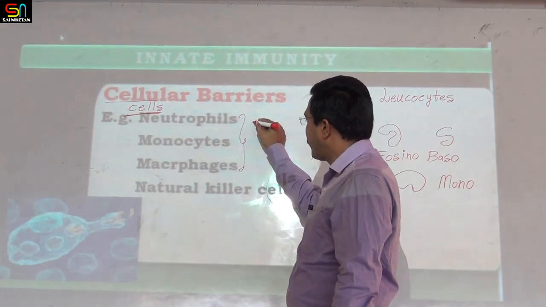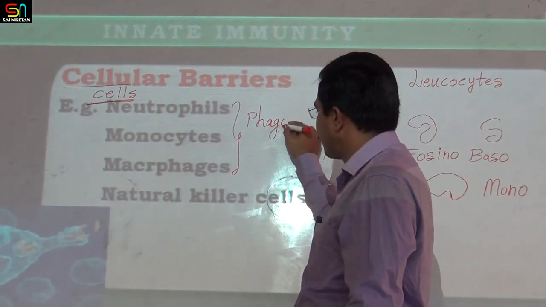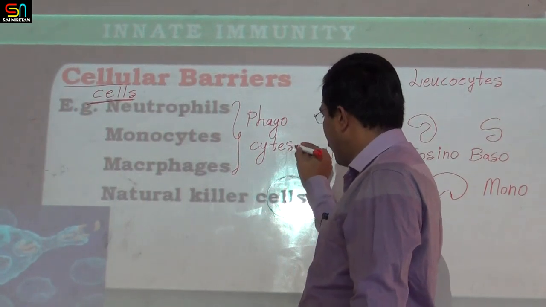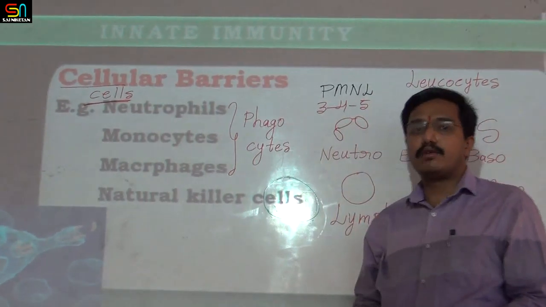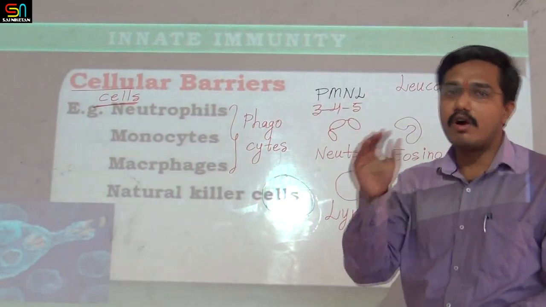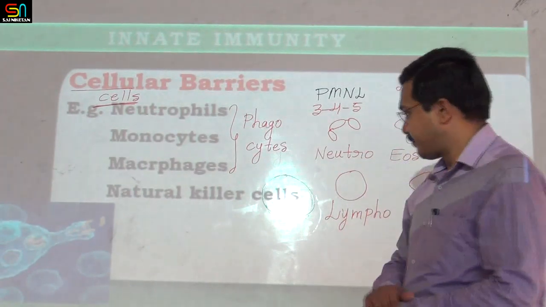These three cells are called phagocytes. Phagocytes, because they kill the pathogen by a process called phagocytosis. I will tell you what is phagocytosis.